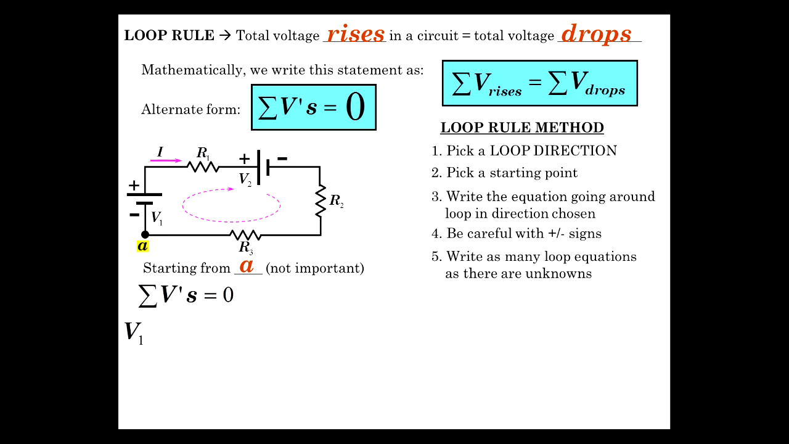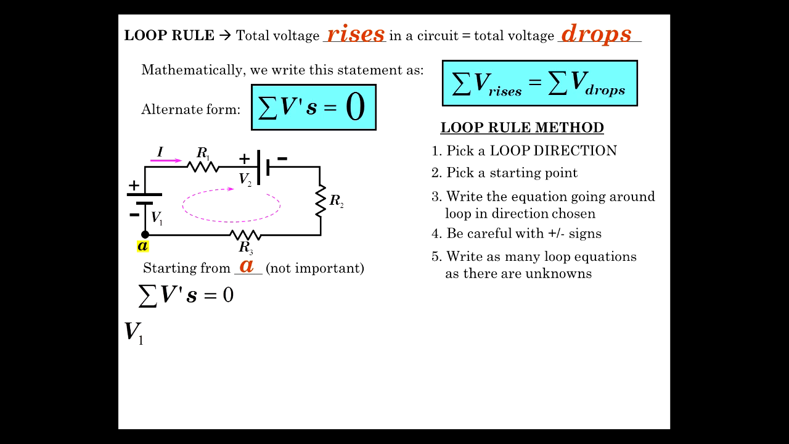Clockwise, V1. As I go from negative to positive, it's a rise. This up here is a greater voltage by V1 than it is on the back side. So it's a voltage rise. So I just wrote V1.